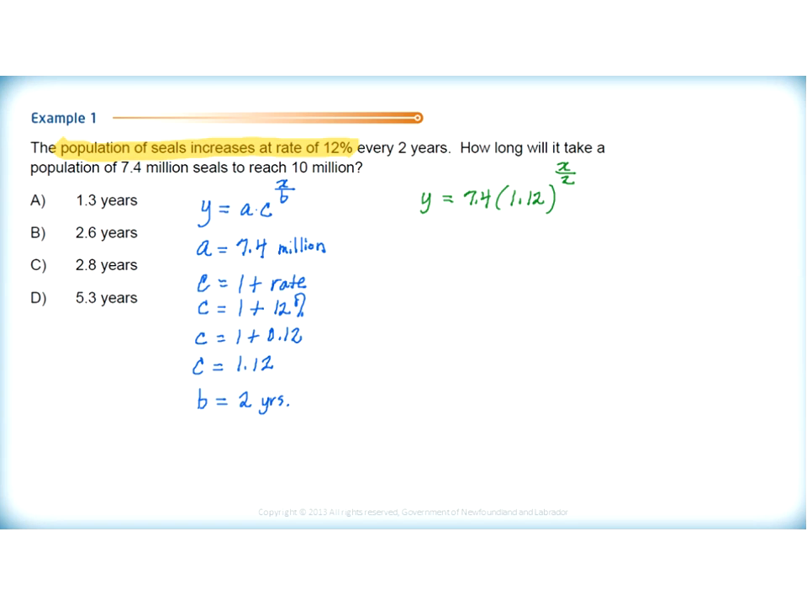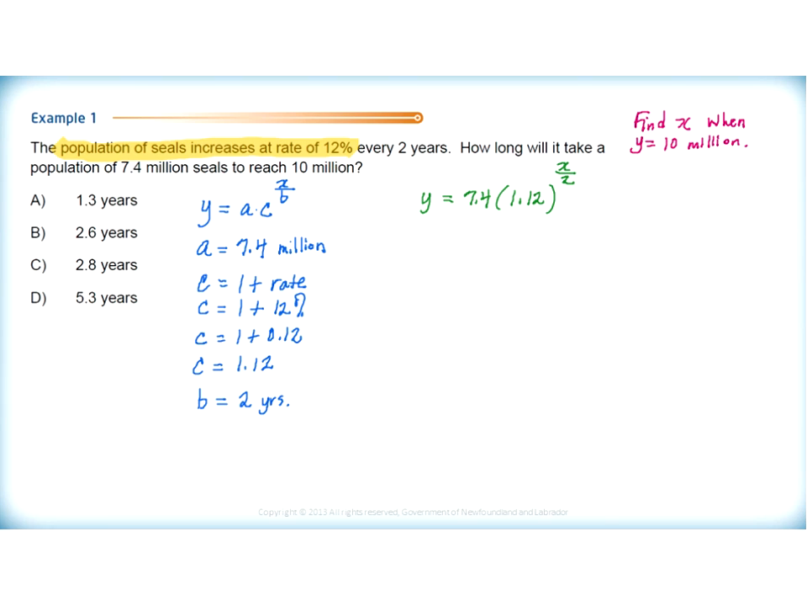And what the question is asking us to find is, how long will it take a population of 7.4 million seals to reach 10 million? So really what the question is asking us to do here is to find the value of x when y is equal to 10 million. So we want to find x, which represents the time, when y is equal to 10 million.